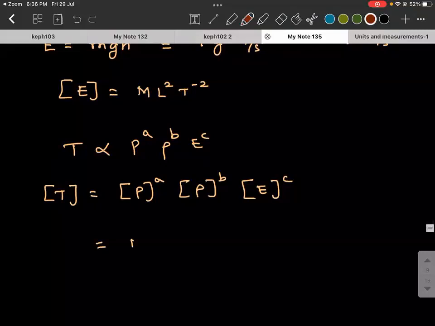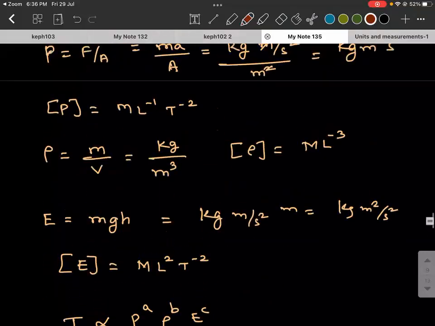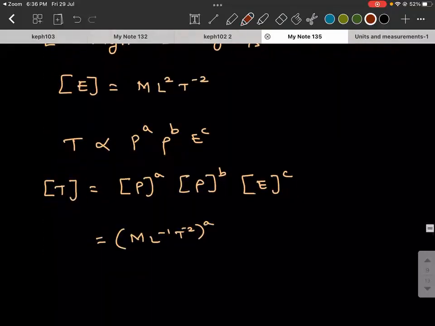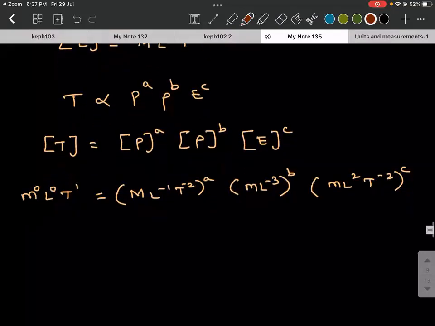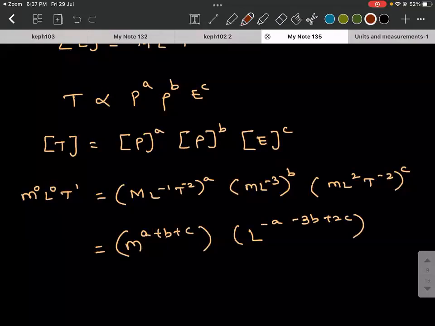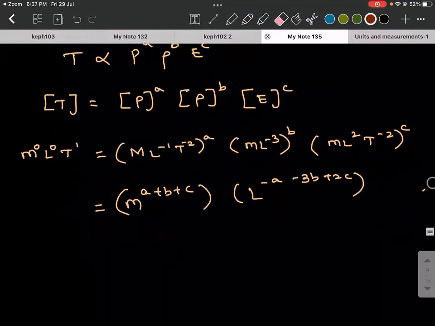What is the dimensional formula of pressure? M L minus 1 T minus 2 to the power A. Density is M L minus 3 to the power B, and energy is M L square T minus 2 to the power C. So this will be M0 L0 T1 equals M power A plus B plus C, L power minus A minus 3B plus 2C, and T power minus 2A minus 2C. Correct? After this, everything is mathematical. You do it.